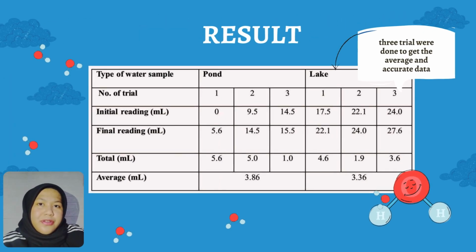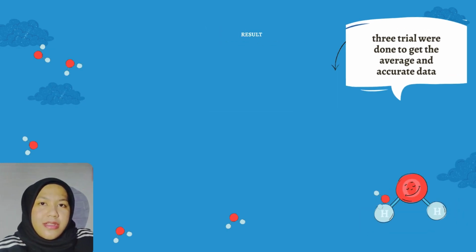So, for the result, as you can see, for both samples, we use 3 trial times. Based on the data received, we could say that the average amount of volume used for pond water is 3.86 and the average volume used for lake water was 3.36.